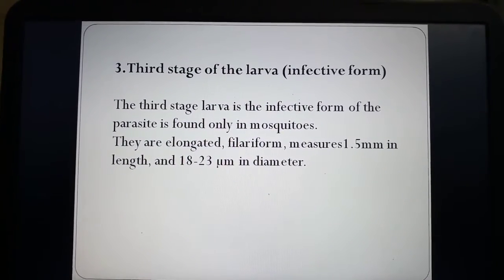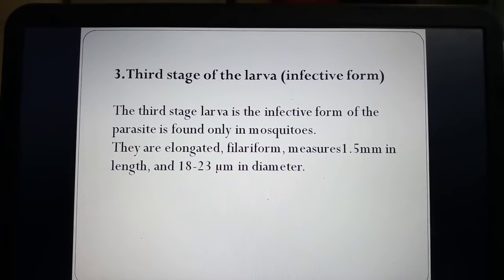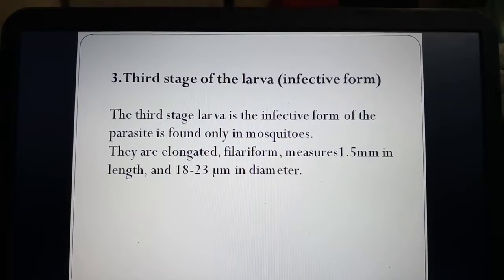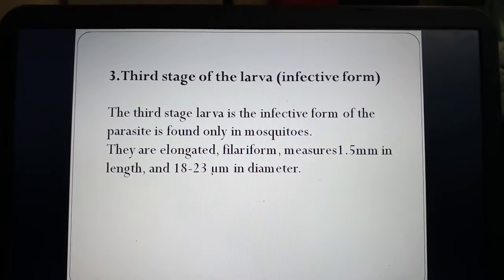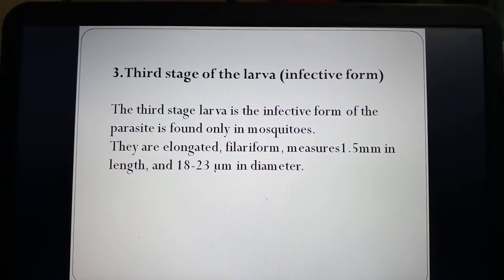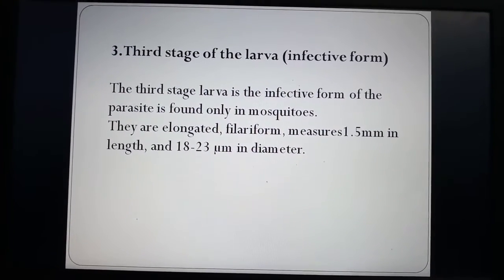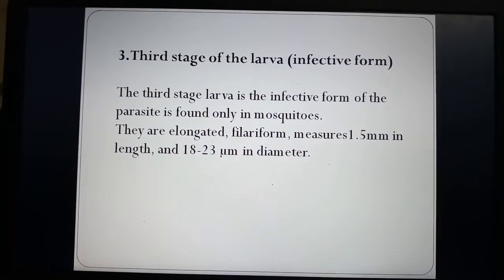The third stage larvae is the infective form. The third stage larvae, the infective form of the parasite, is found only in the mosquito. They are elongated, filiform, and measure 1.5 mm in length and 18 to 23 micron in diameter.